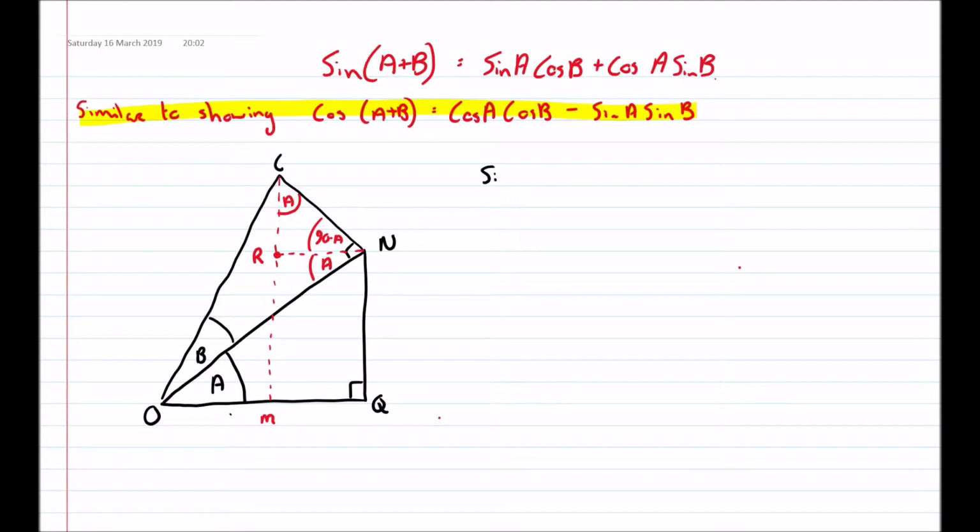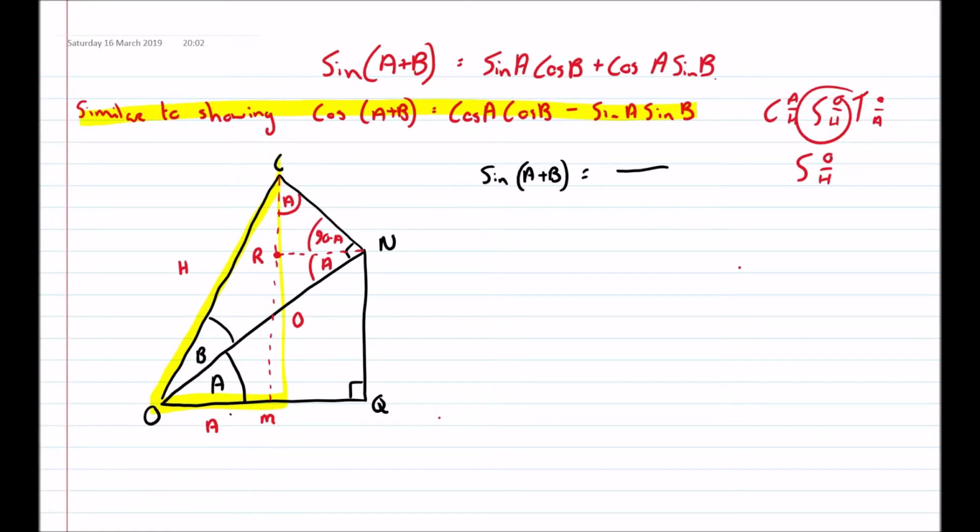The first thing we can say is that sine(A+B) equals, and we're going to concentrate on this triangle, because that's sine(A+B). We'll write the trigonometric ratios: Soh Cah Toa. We can see from that sine is opposite over hypotenuse. So sine(A+B) would be O over H if we label our triangle in relation to this angle A plus B. The O will be here, the A will be here, the H will be here. So sine(A+B) equals, H is side OC and O is side MC.